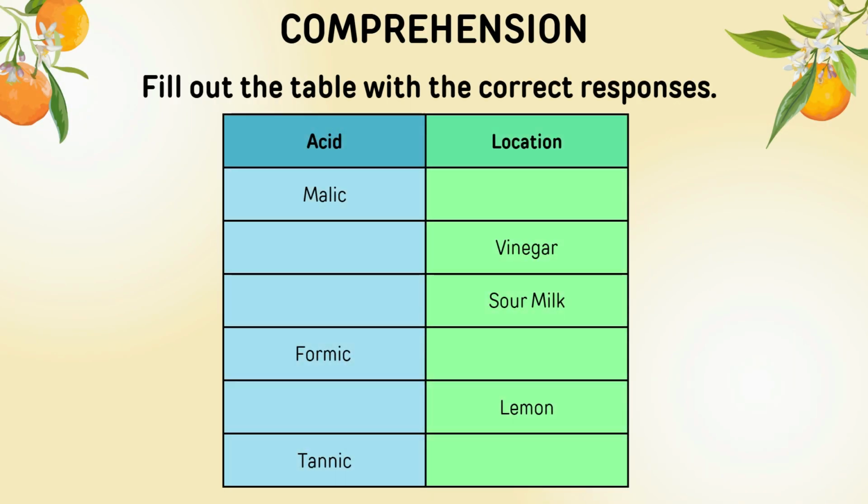Comprehension. Fill out the table with the correct responses. So in acid, we have malic, formic, and tannic, and then we have to give the locations of each of these acids. And then in location, we have vinegar, sour milk, and lemon. So we have to give the acids that are found in these locations.